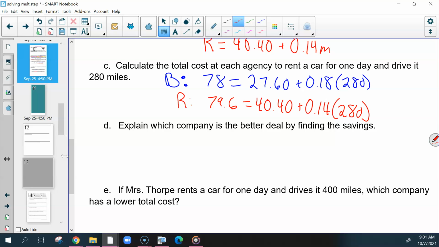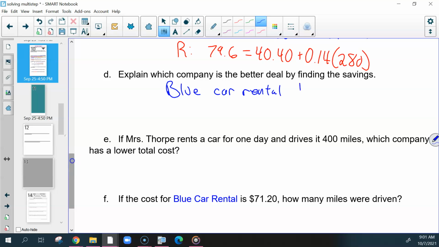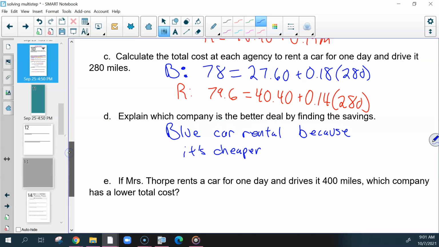D asks us which company is a better deal. So which one would be better? The blue one, because it's cheaper. And it's cheaper by how much? It's $1.06.